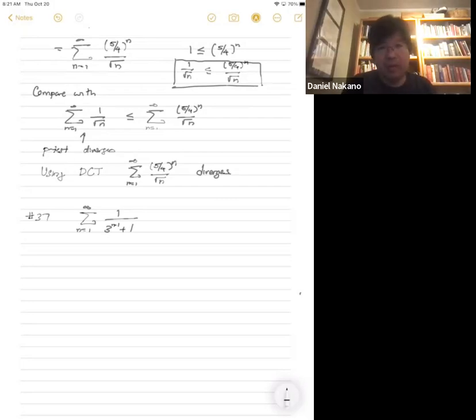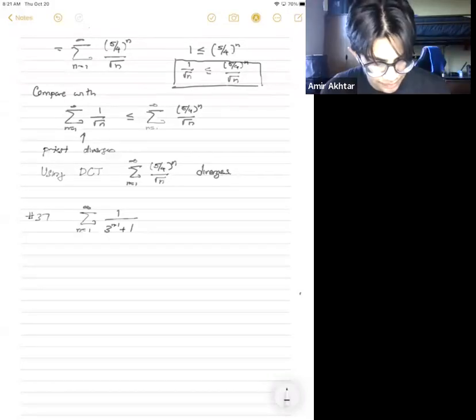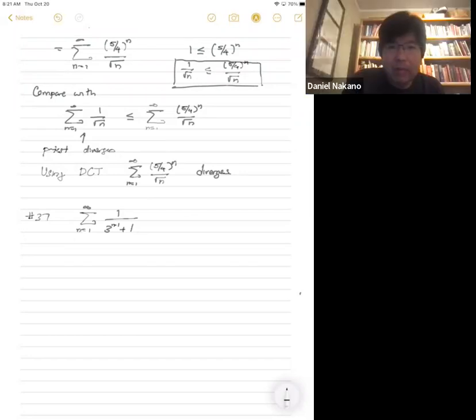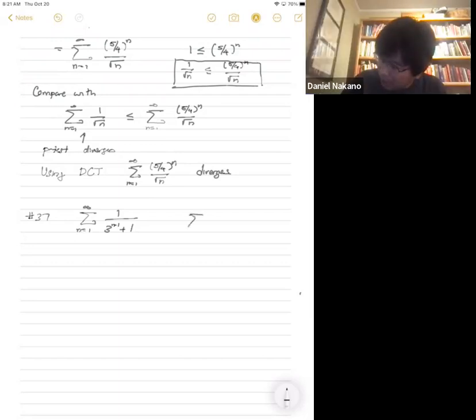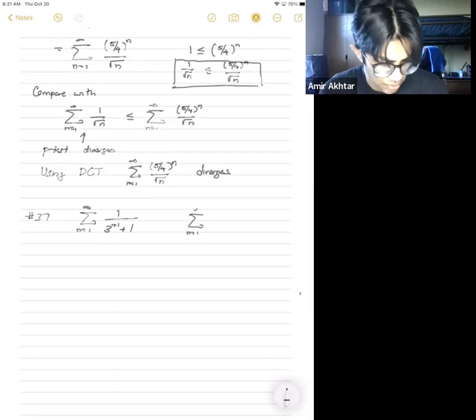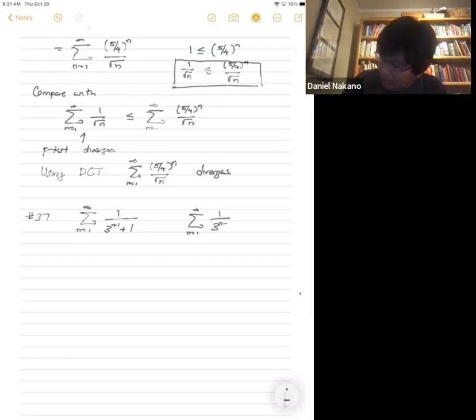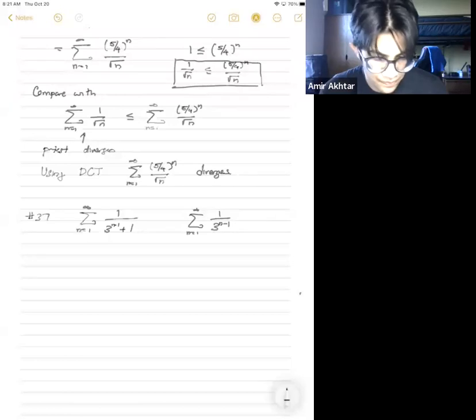Do you think this converges or diverges? Maybe converges. Forget the plus 1 on the bottom, because that's not going to make that much difference. This 3 to the n plus 1. So why don't we compare it to the series with the 1 forgotten and look at this?